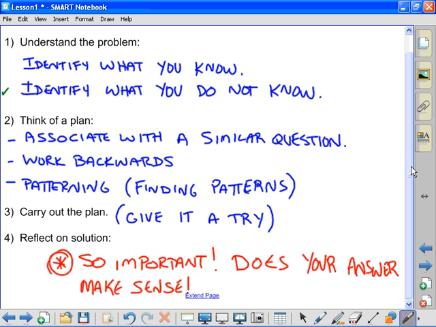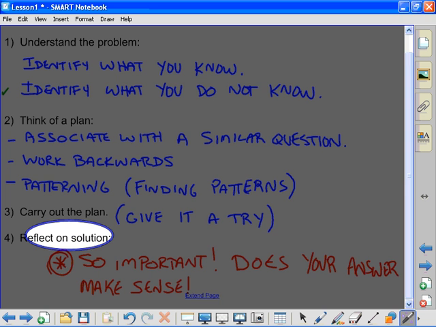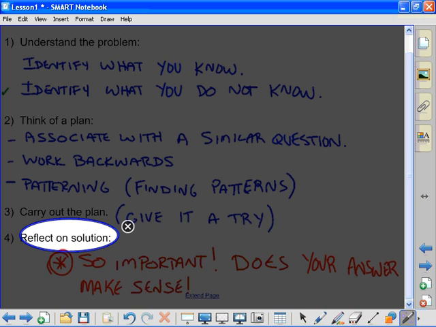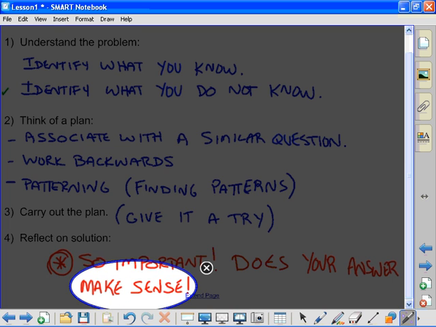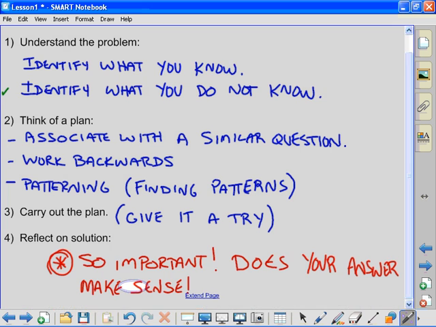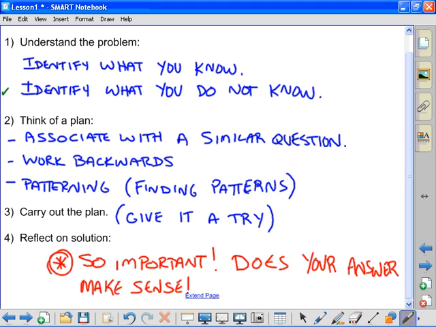And the final one, and I can't stress it enough, there is the star there: reflect on your solution. Does it make sense? Does your answer make sense? So important. So many people will tell me that the balloon is deflating at 3 cubic meters a second, when in fact it's inflating, or the question tells you it's inflating. So it's important that you ask yourself, does this answer seem reasonable? That's going to be the emphasis in the grade 12 course for sure, and I know it was in the previous math course as well.